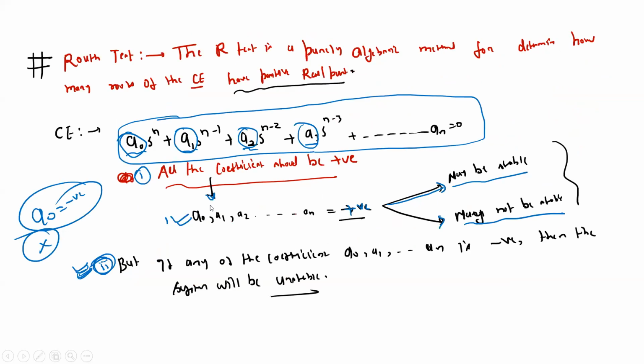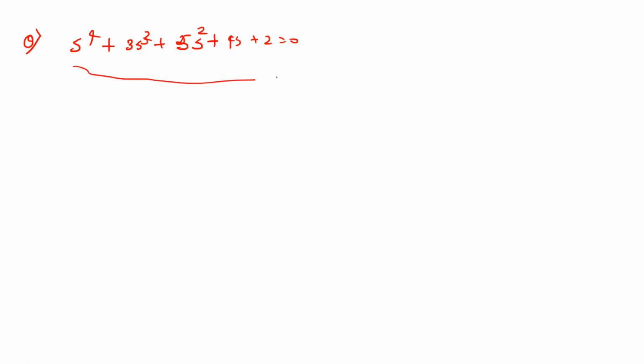Now today, let's try to form the Routh array first, and after that we'll move forward to some new problems. Let's say there is a problem: s^4 plus 3s^3 plus 5s^2 plus 4s plus 2 equals 0. This is your characteristic equation. So how can I make the Routh array? I have told you it will be a Routh array kind of thing.